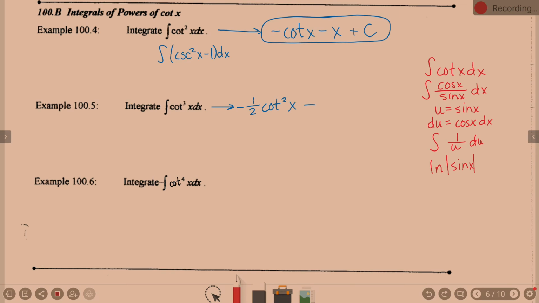I think it's just usually natural log of sine x. Okay, those are good to be able to work out, right? Because tangent, that's one you might have. Cotangent, that's one you might have. So this one is going to end up being minus natural log of sine x. If you didn't already put it, plus c.